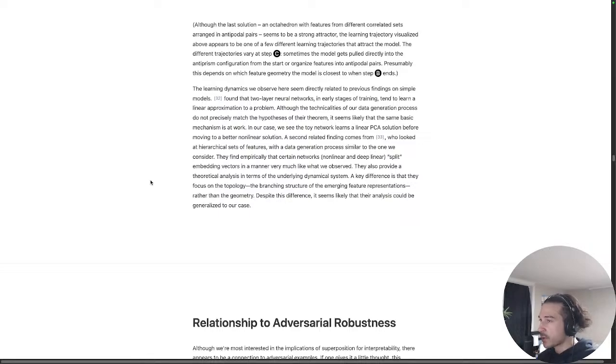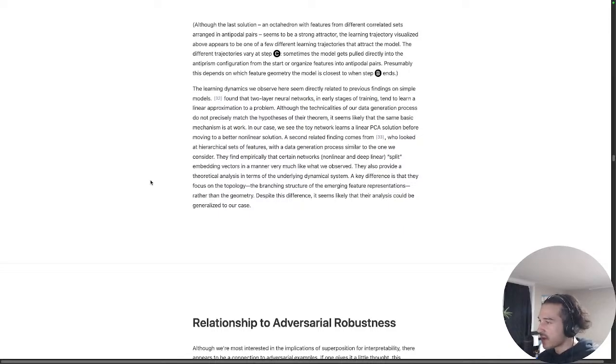[32], a paper, found that two-layer neural networks in early stages of training tend to learn a linear approximation to a problem. Although the technicalities of our data generation process do not precisely match the hypotheses of their theorem, it seems likely that the same basic mechanism is at work. In our case, we see the toy network learns a linear PCA solution before moving to a better nonlinear solution.